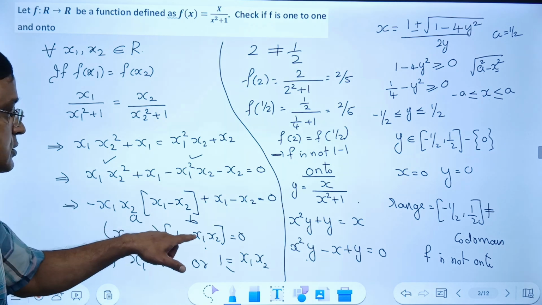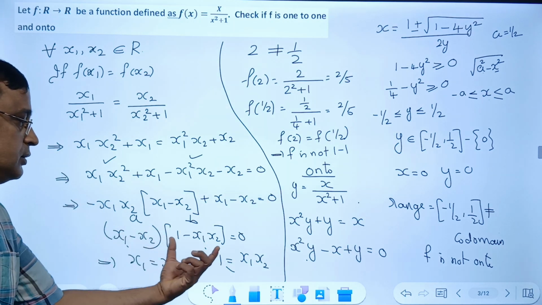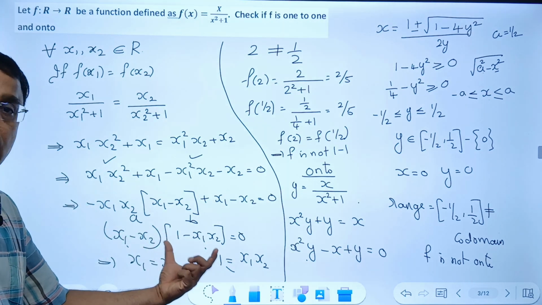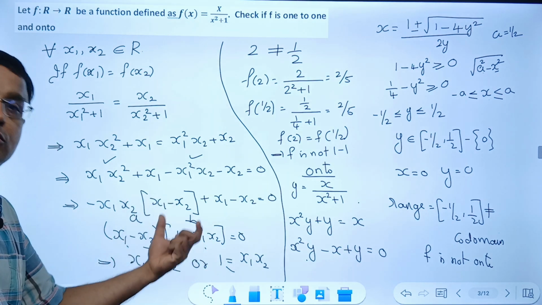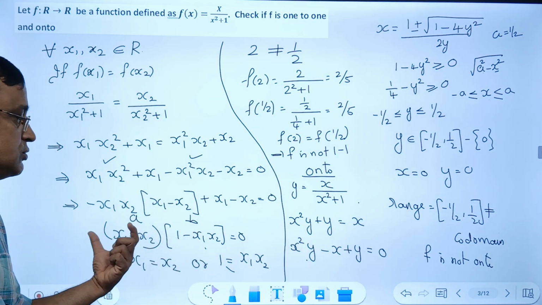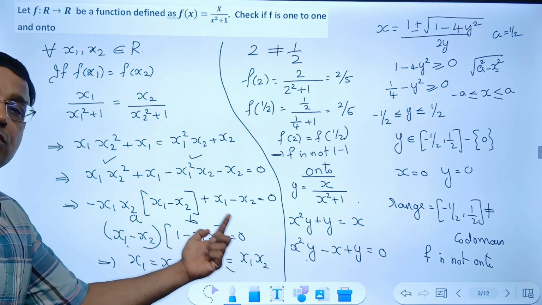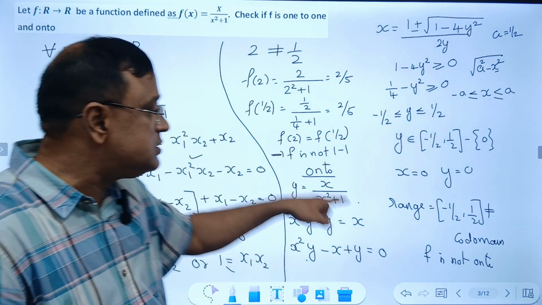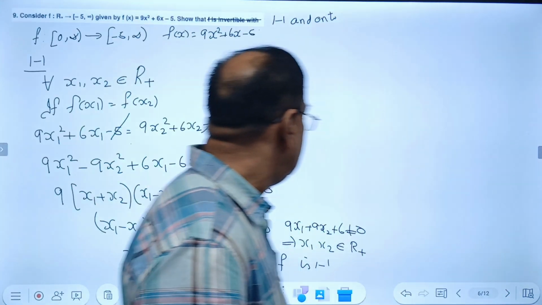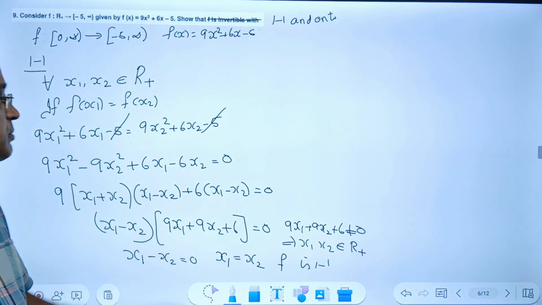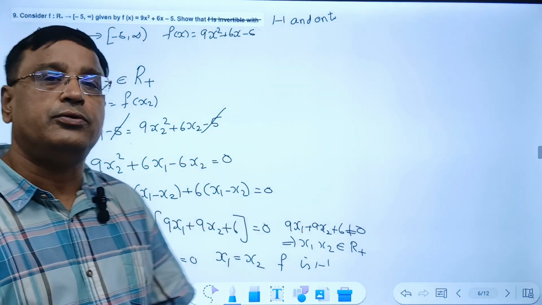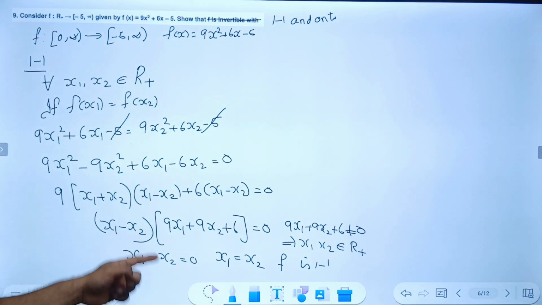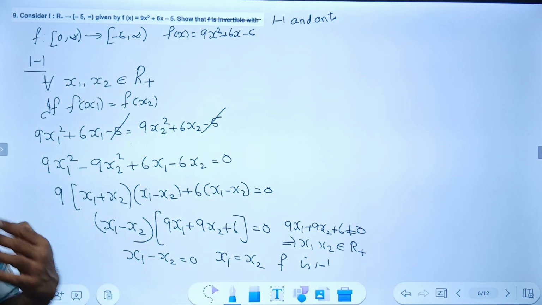Here I have to consider it, because I don't know that this is not 0. Since I don't know, I have to take the possibility that it can also be 0. So x1 minus x2 is 0, or 1 minus x1 x2 is also 0. That is why we got this situation. Whereas in this problem, it's very clear that 9x1 plus 9x2 plus 6 can never be 0 because they all belong to positive real numbers. So x1 equal to x2, which implies the function is 1 to 1.